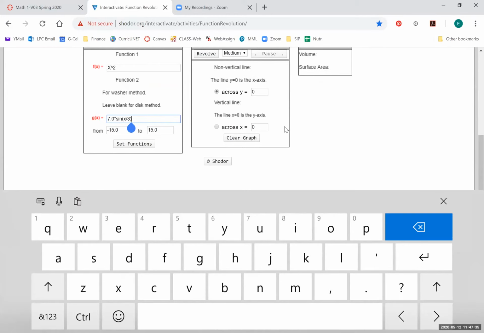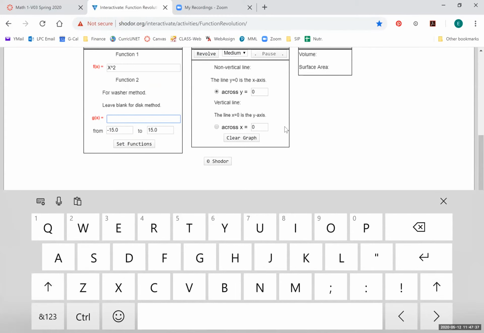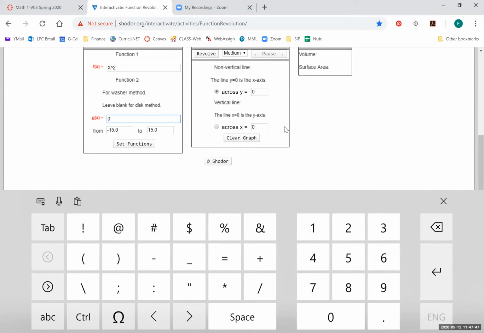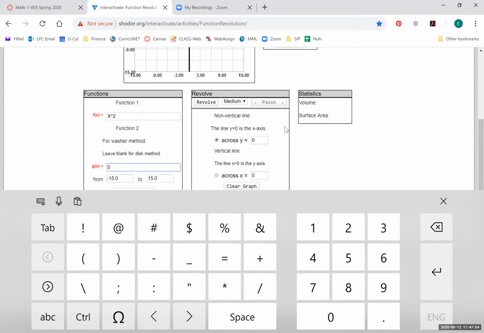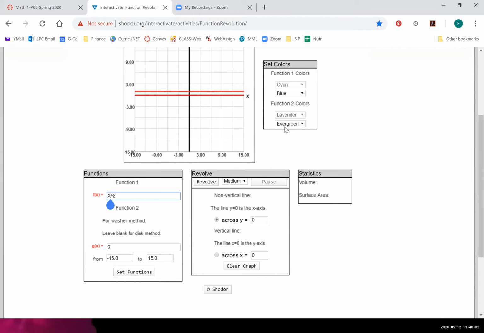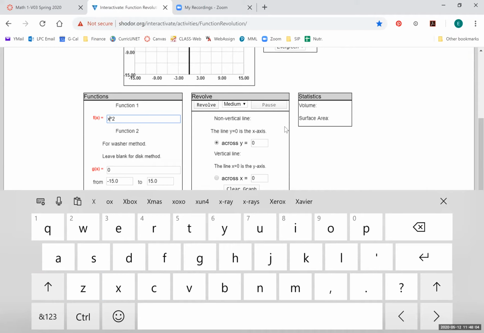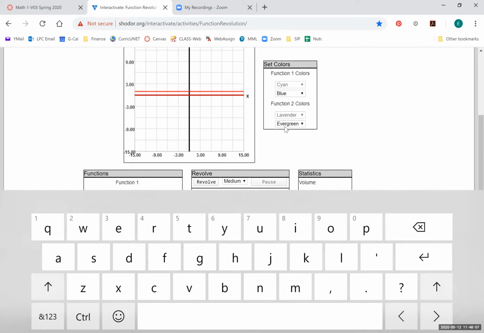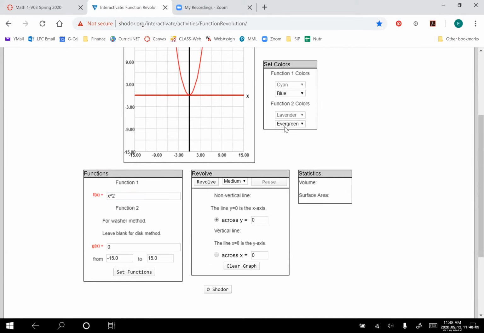And then for our second function, notice how it does say leave blank for disk method. You can do that, or you can put just a 0 in there instead. That's for the line y equals 0 that was also bounding our area. And click set functions. Oops. Let me make sure that's the lowercase x. I think it might be having a bit of a fit there. There we go. There's our parabola.